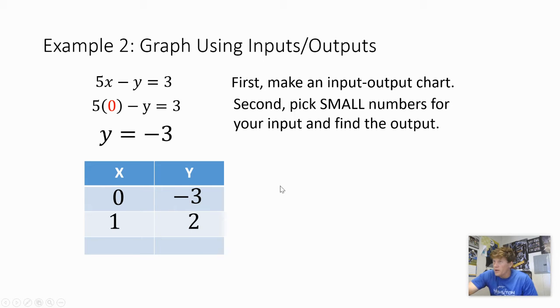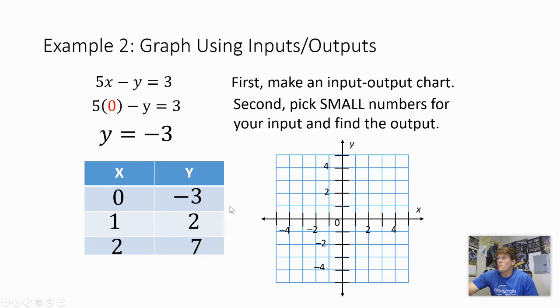I like using small numbers. So if I plug in a 1, 5 times 1, subtract it, gets me negative 2. Multiply both sides by that negative. Negative times negative makes positive 2. Do that again for a third time, and I get 2, 7.